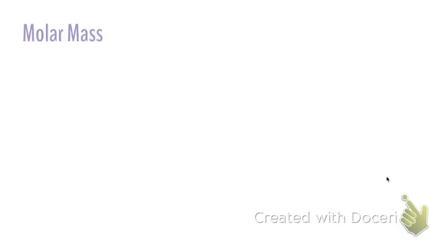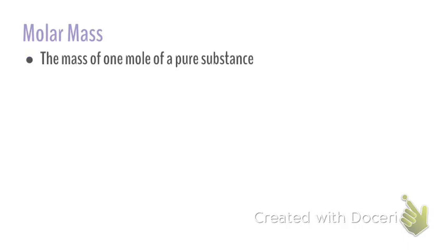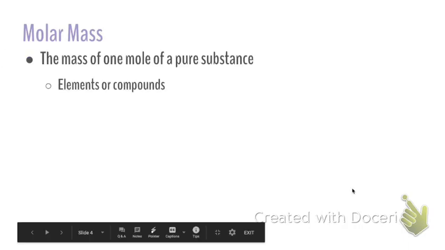Okay, let's review molar mass. What's the definition of molar mass? The mass of 1 mole of any substance. That's really important. And when we say mole, what does that mean? 6.022 times 10 to the 23rd of the thing, Avogadro's number. The mass of 1 mole of a pure substance is considered its molar mass.